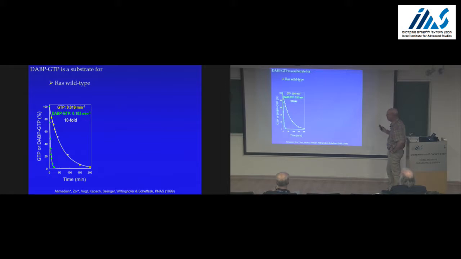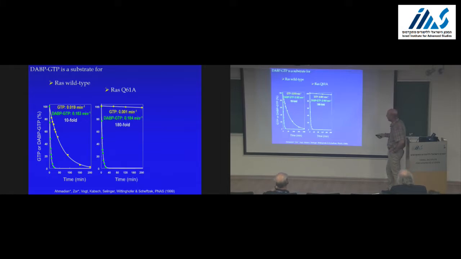And then when we went to the glutamine mutant of RAS, the oncogenic mutation, the difference was even much larger, because the rate of GTP hydrolysis was reduced by an order of magnitude to almost 0. I mean, this is really, really low. It's almost nothing. While DAP-GTP was hydrolyzed at exactly the same rate as in the wild-type enzyme. Okay? No difference at all. So 2 orders of magnitude between GTP and DAP-GTP.